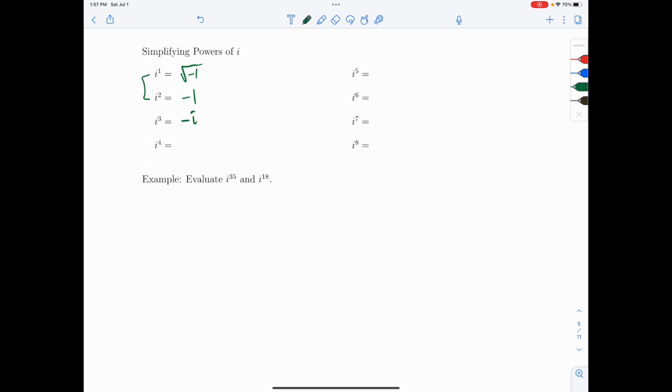And then i to the fourth, that's just i squared times i squared. So negative 1 times negative 1 is positive 1. If I keep going, what we're going to see is all of these things just repeat themselves: negative i and 1. We could keep going, and every time we have a new power, it just keeps going in this cycle.